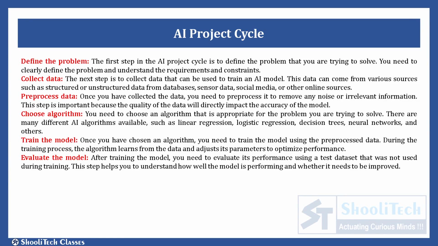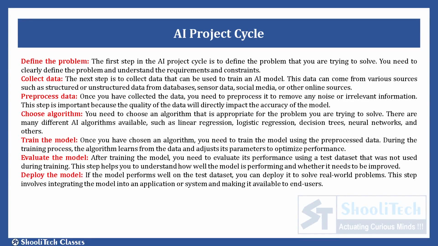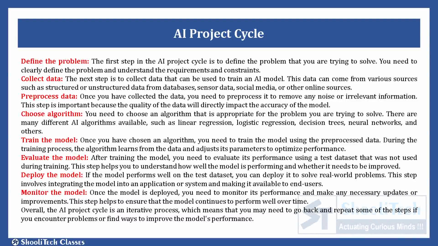After training the model, we need to evaluate its performance using the testing dataset. This step helps us to understand how well the model is performing and whether it needs to be improved or not. And if we are satisfied with the model's performance, we deploy it to solve real world problems, means making it available to the end user. After deployment also, we keep monitoring its performance and make necessary updates or improvements whenever required. Actually, the AI project cycle is an iterative process, which means that we may need to go back and repeat some of the steps if we encounter problems and find ways to improve the model's performance.